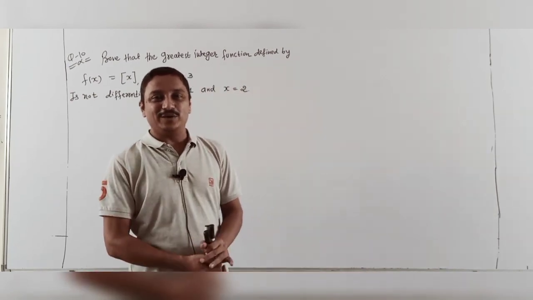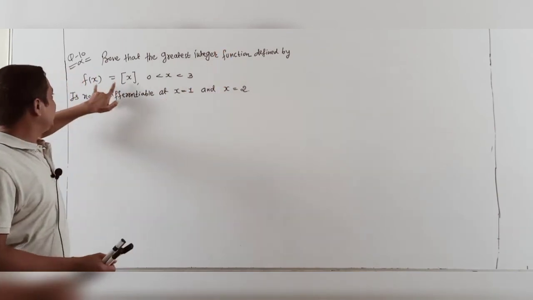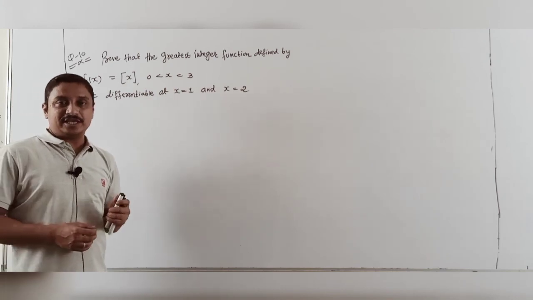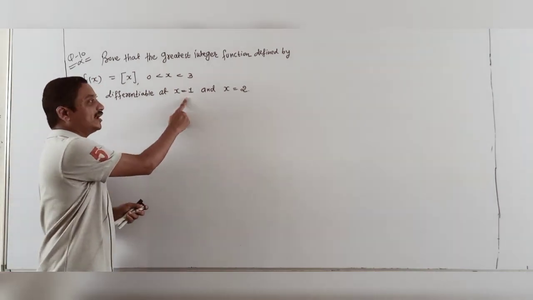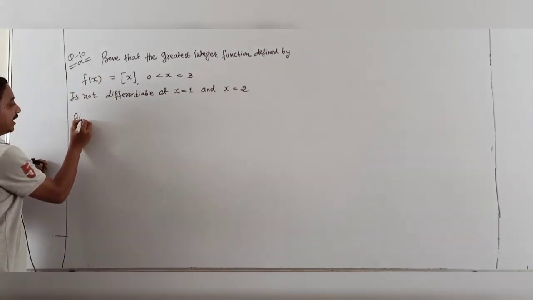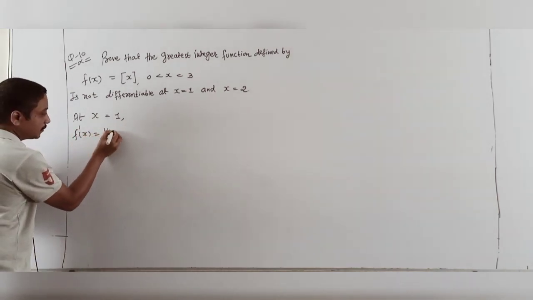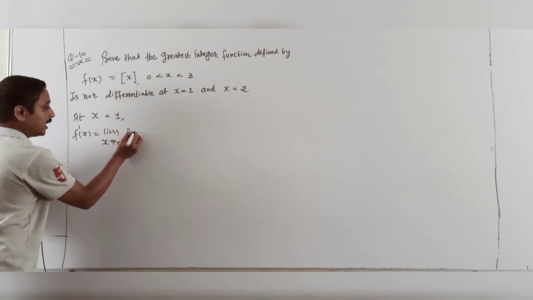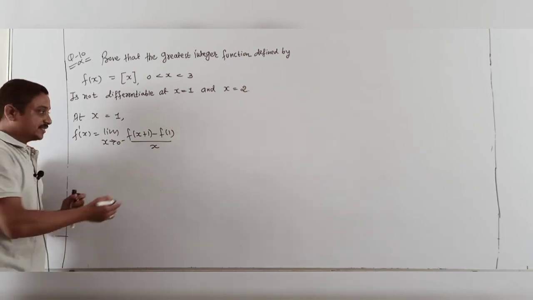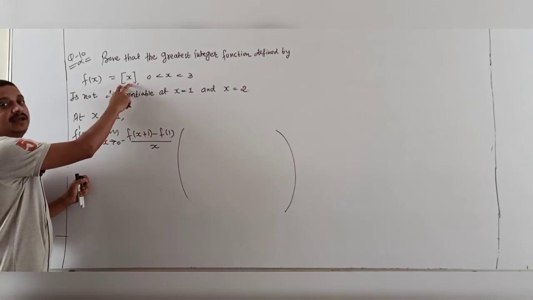Chalo students, now I go to the next one. Prove that the greatest integer function defined by f(x) equals the greatest integer of x, for 0 to x to 3, and check differentiability at x equal to 1 and x equal to 2. The solution is, first of all I check at x equal to 1. Definition same: limit x tends to 0 negative of f of x plus 1 minus f(1) by x. Now I show how to find our values for f(x) in regard to integer functions.